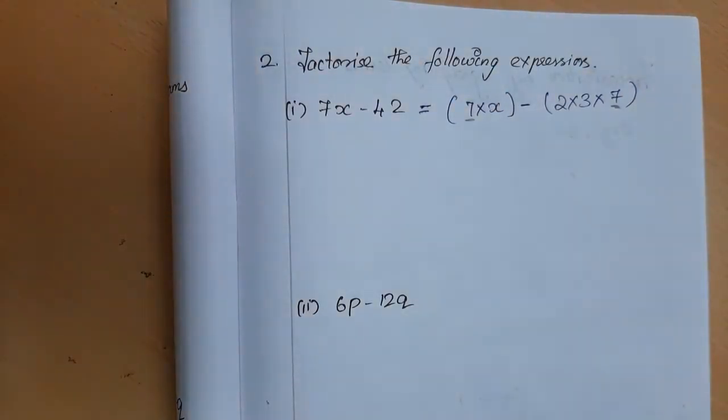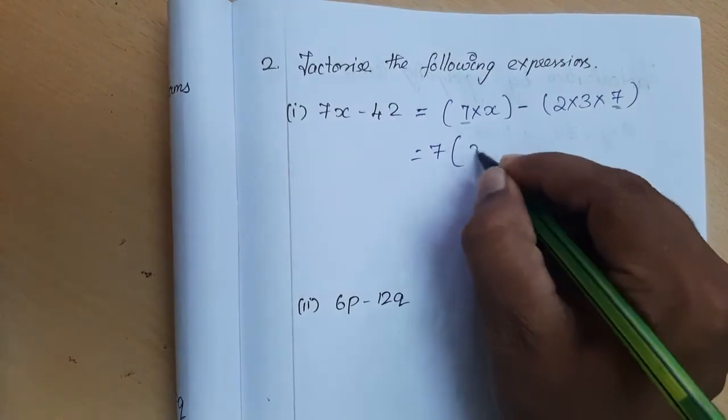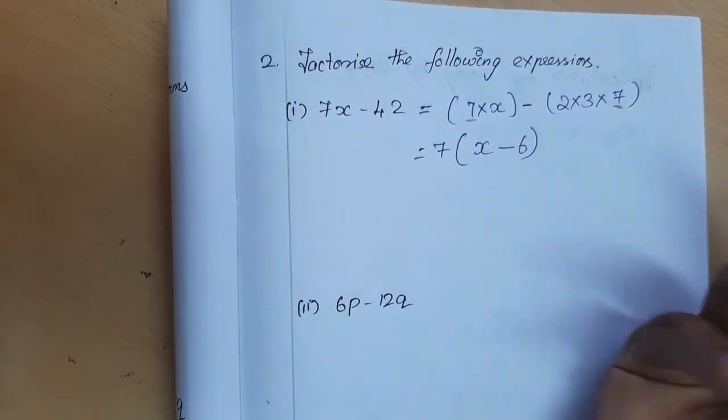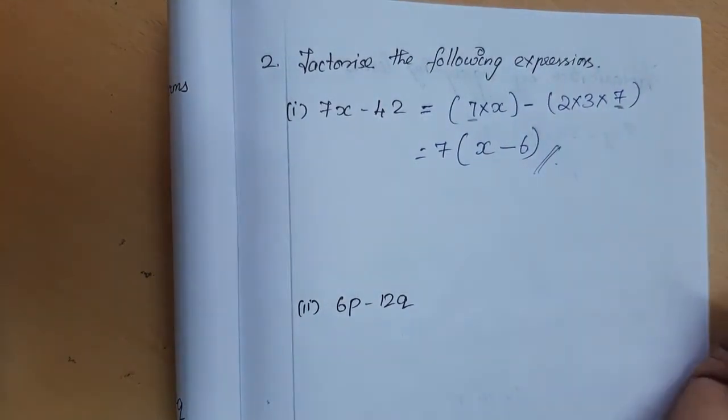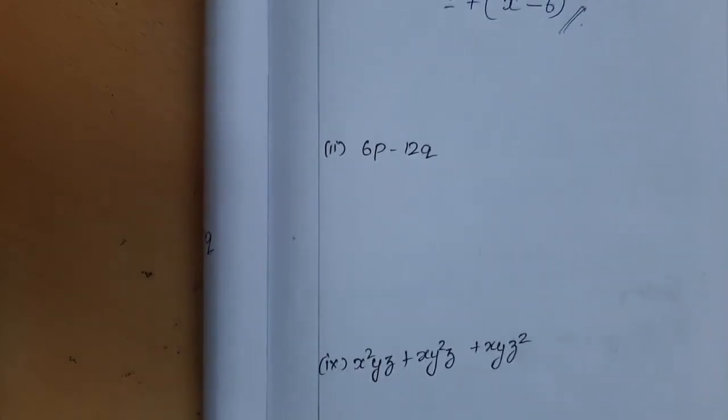So now we can apply the distributive property. So 7 will be multiplied with 7 into x minus, the rest 2 into 3 is 6. So 7 into x minus 6 is factorized now. Right? Okay. We'll go for the next one.